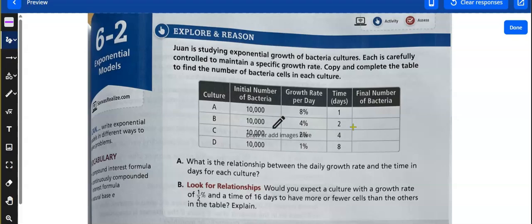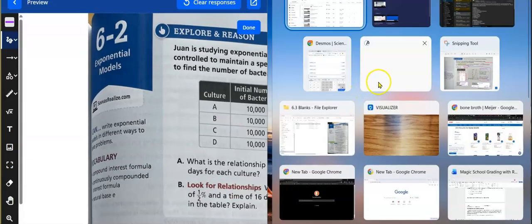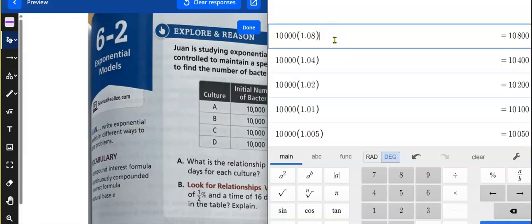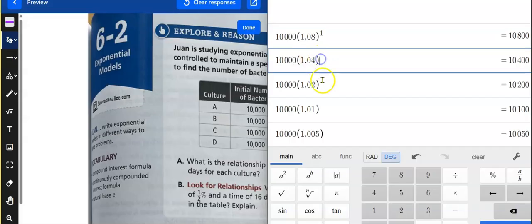So let's just see what happens when I do this. Okay, so the exponent is a 1, 10,800. When I cut the rate down to 4%, but then I change it to 2 days, look what I get, 10,816. So you're thinking, okay, wait a sec, you cut it down to 4% and double the days. Wouldn't that give me the same amount?